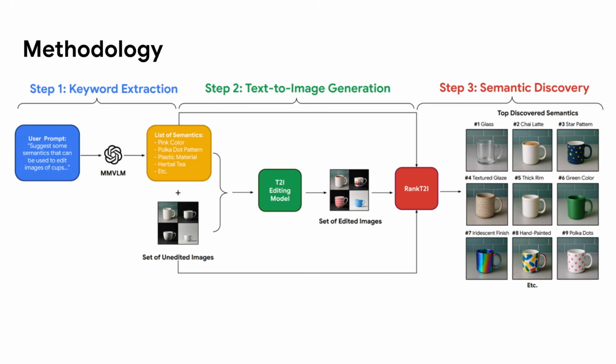Now, I will briefly go over how our method works. First, we use a multimodal vision language model to generate a list of potentially editable semantics for a given domain. Next, we provide these semantics and a set of original images to a text-to-image model to generate the corresponding edited images. Finally, RankT2I takes the candidate semantics, original images, and edited images as inputs and identifies and ranks the semantics that are relevant, editable, and diverse. More details regarding the equations RankT2I uses can be found in our paper.